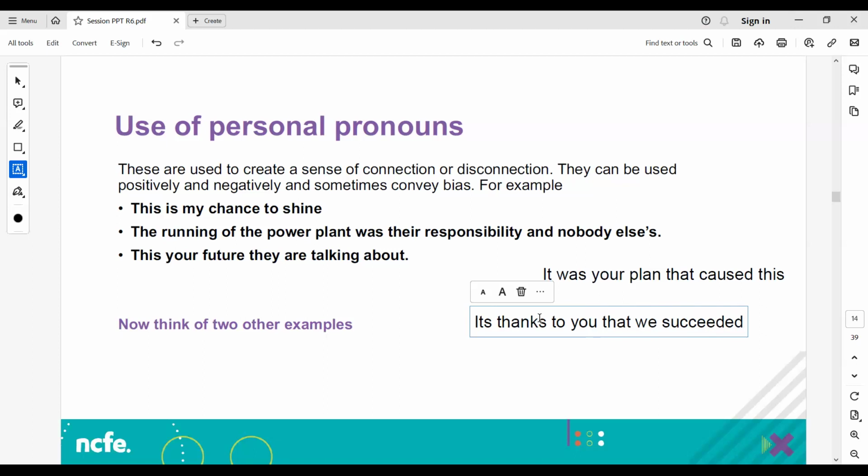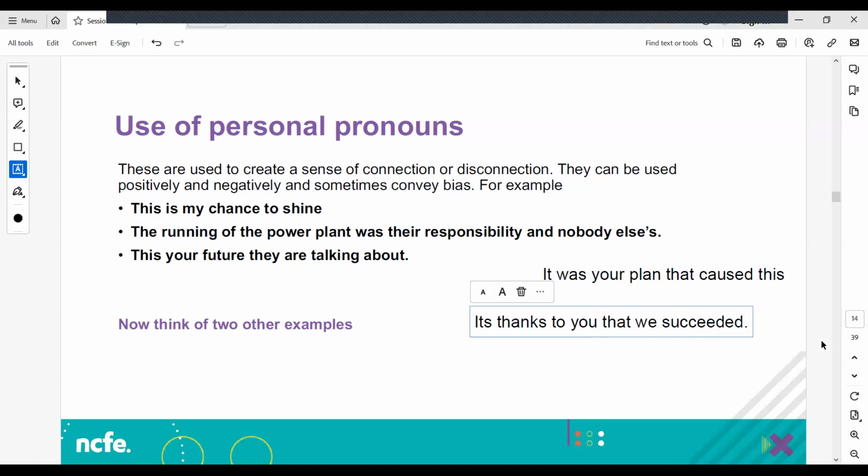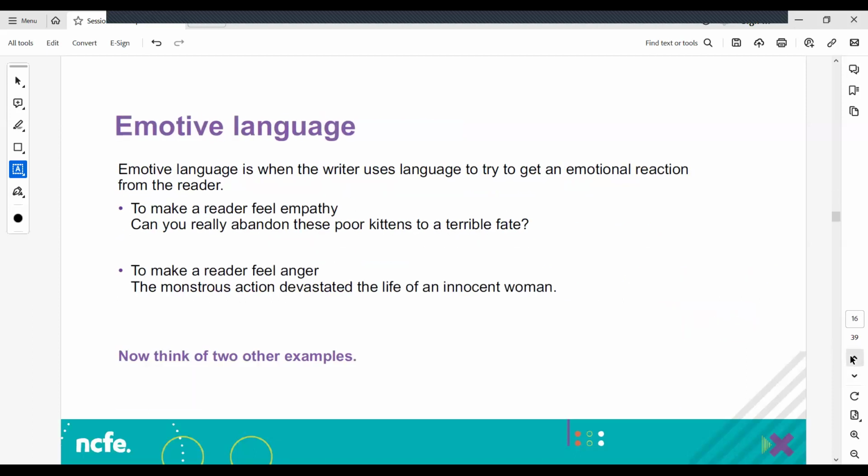Okay, so can you see the difference there, that you can use those personal pronouns for negative and positive meaning? Does that make sense? Yeah? Is there any questions? No. Okay. Oh, thank you.